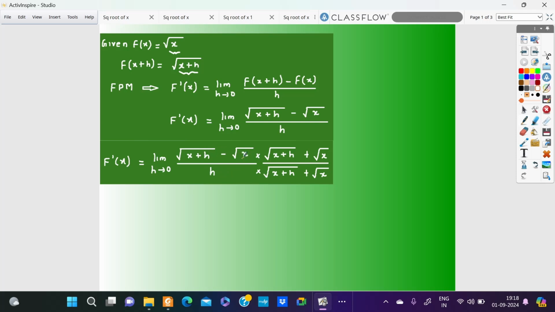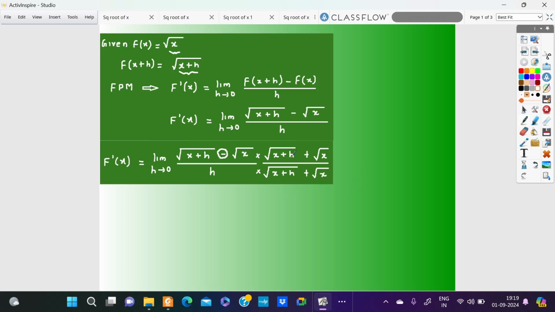The numerator here is square root of x plus h minus square root of x. The conjugate of this numerator is square root of x plus h plus square root of x. We just multiply the numerator and the denominator so that the value of this fraction does not change. I hope it was clear so far.